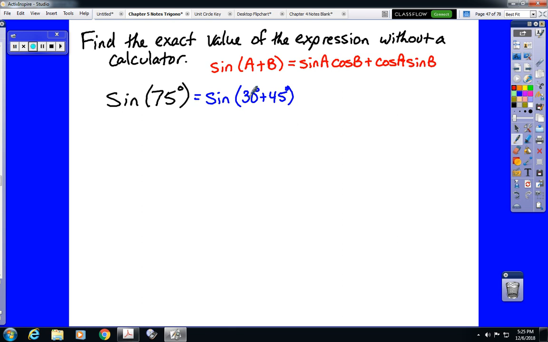A in this case is 30 degrees, B is 45 degrees. So our next step would be to write this expression as this pattern. So that'd be sine of 30, cosine of 45, and those are degrees, plus cosine of 30, sine of 45. Now this is where we go to our unit circle, because we need to know the sine and cosine of 30, the sine and cosine of 45.